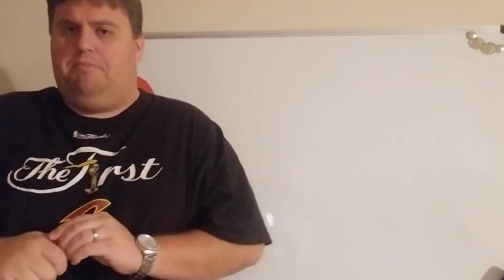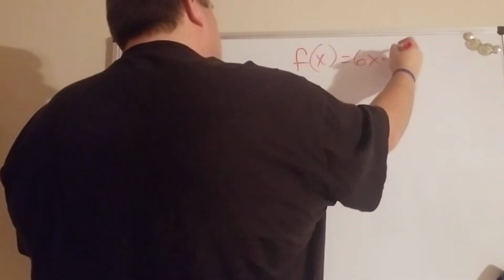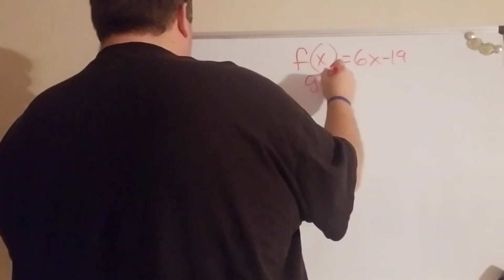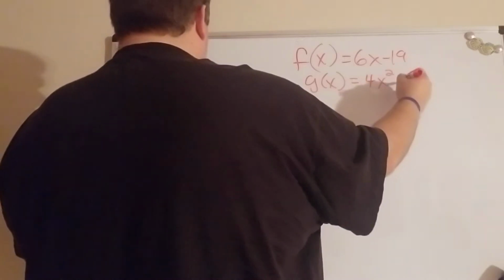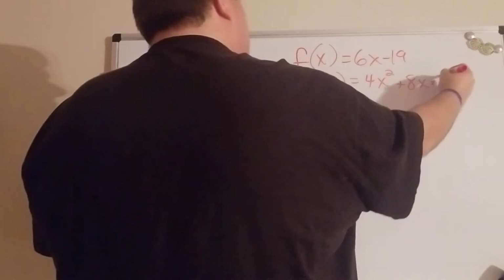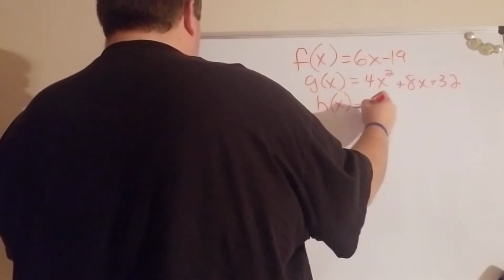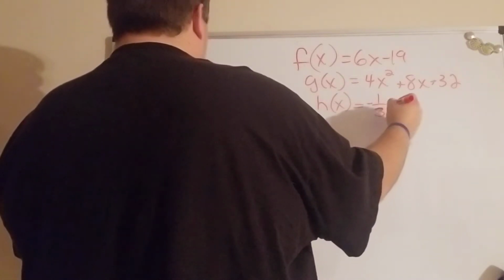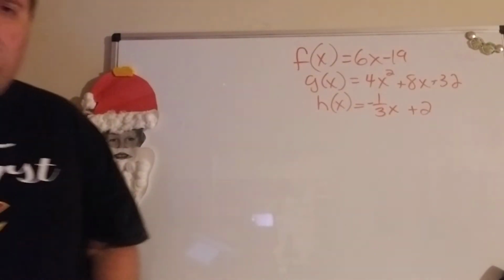So I'm going to start out by writing out on your first ones, you use these. f of x was 6x minus 19. g of x is 4x squared plus 8x plus 32. And h of x is negative 1/3 x plus 2. All right, so we had to plug some stuff in.